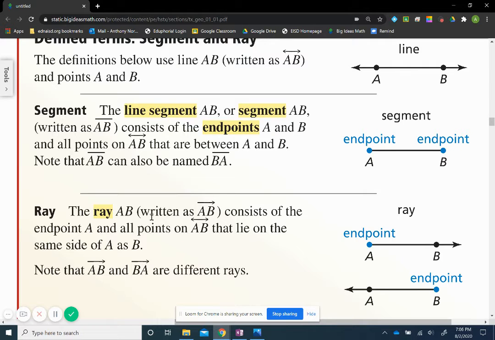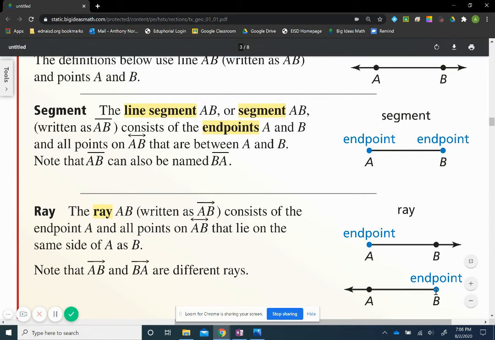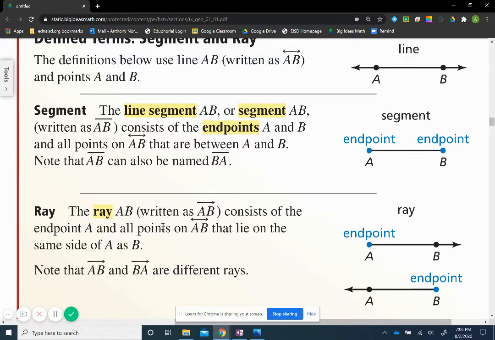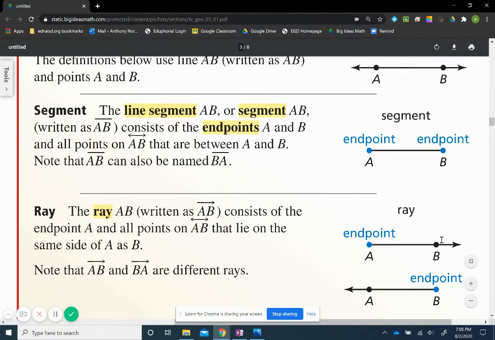A ray has an endpoint and goes on forever. Unlike line segments and lines, the way you write a ray matters. AB is not the same as BA. They point in different directions. Notice also the typical way to write a ray is for the endpoint to be listed first, then the part that continues.